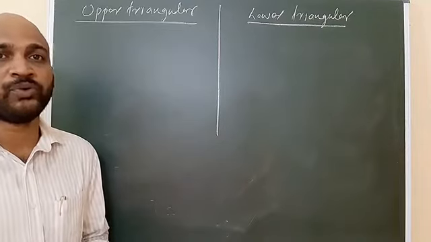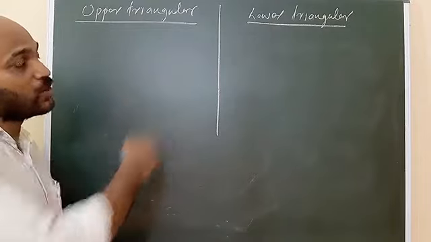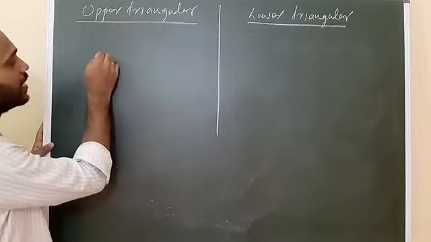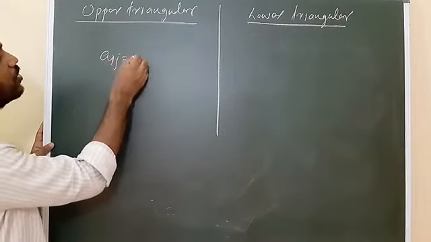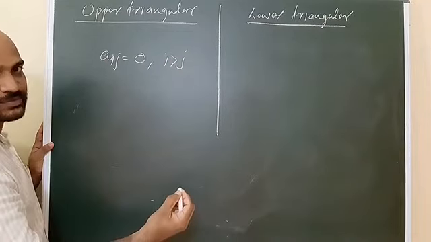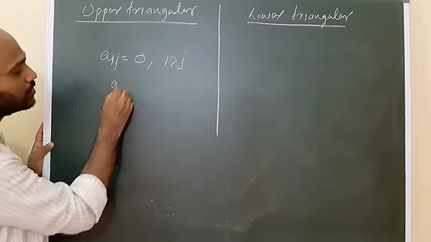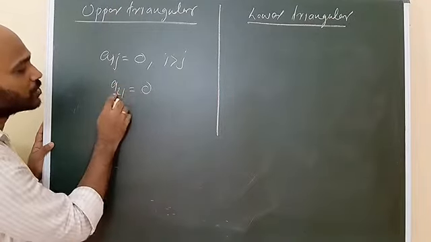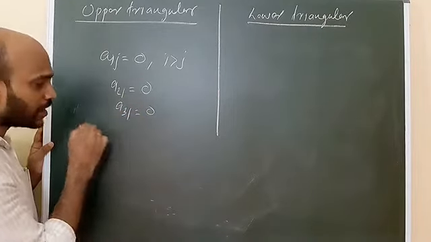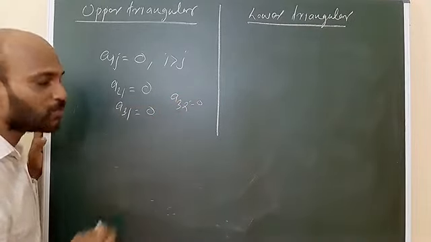From the interest point of view, you have to study two more different types. That is upper triangular matrix and lower triangular matrix. A square matrix is said to be an upper triangular matrix if Aij equal to 0 for i greater than j. That means A21 should be 0 because 2 is more than 1. A31 equals 0 because 3 is more than 1. A32 equal to 0 because 3 is more than 2.